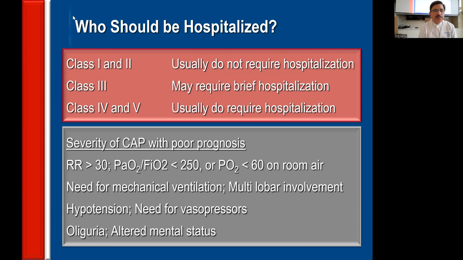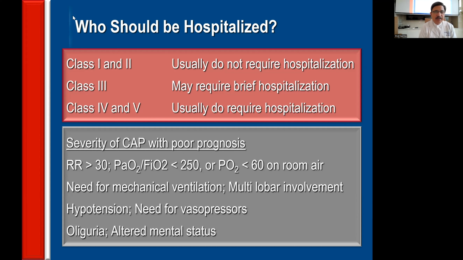So, respiratory rate more than 30, PaO2 by FiO2 less than 250, and then PO2 less than 60 on room air. This is a severe CAP. Need for mechanical ventilation, multilobar involvement, hypotension, need for vasopressor, oliguria and altered mental status.